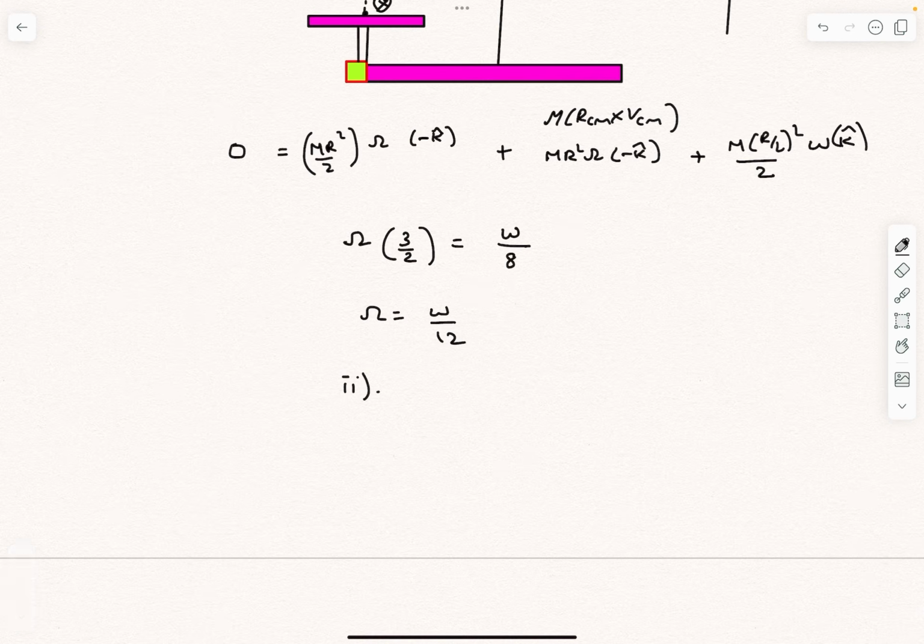Okay, so the second possible case is that the angular velocity of the disk, which they gave as omega, is with respect to the rotating frame of reference.